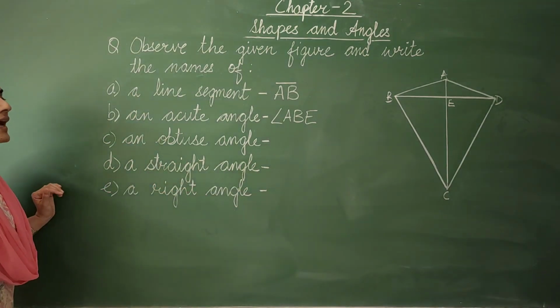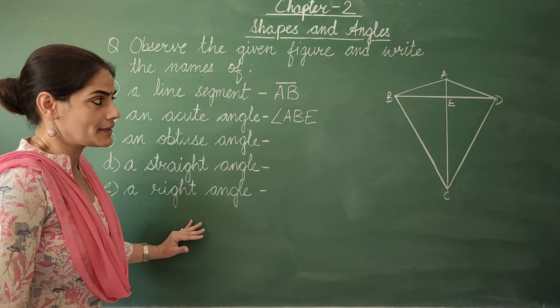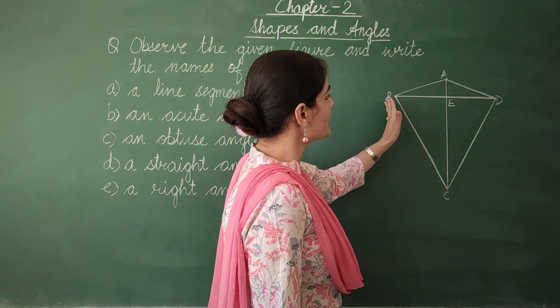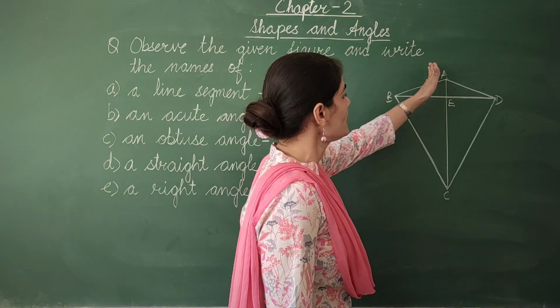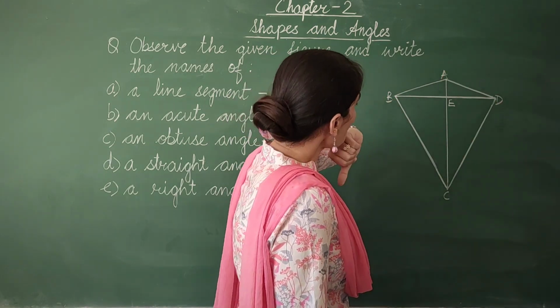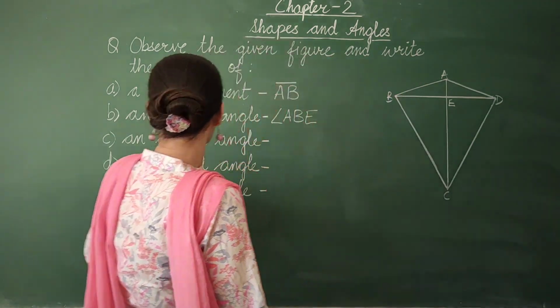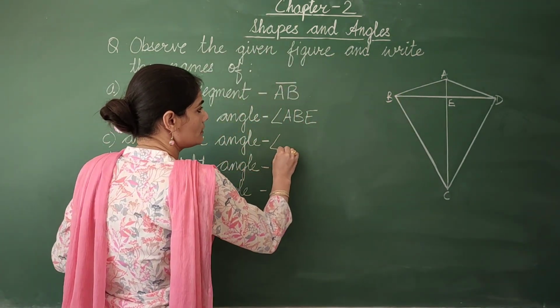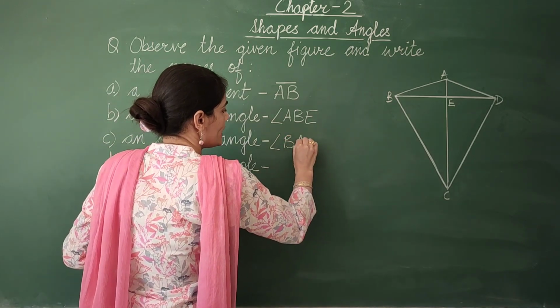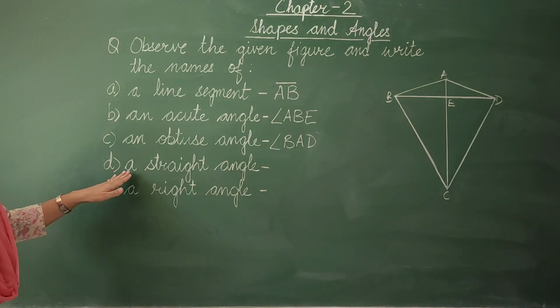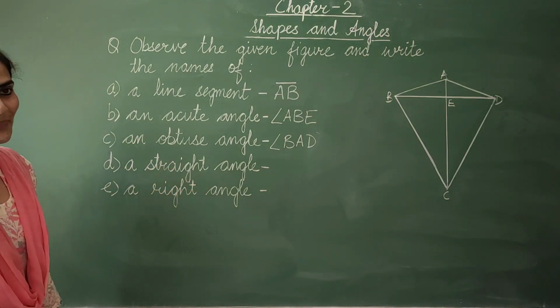Next one is obtuse angle. There's only one obtuse angle, and that is angle BAD. I don't see any other. If you know any other, please get back to me. It's angle BAD. Clear, everybody?